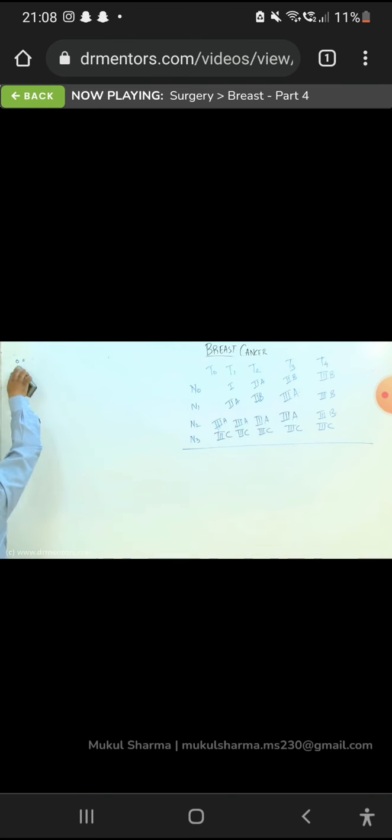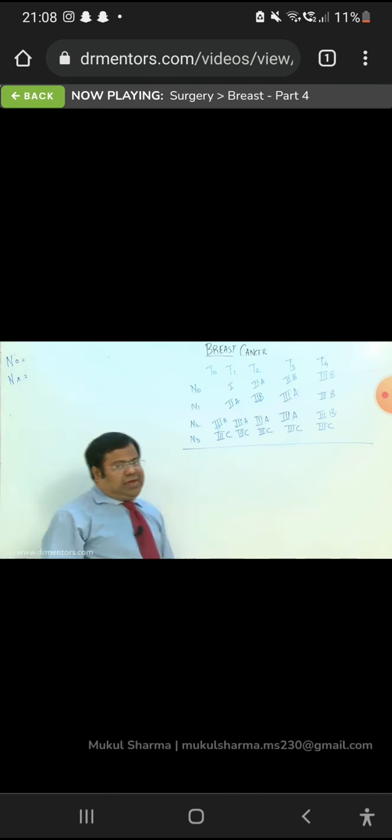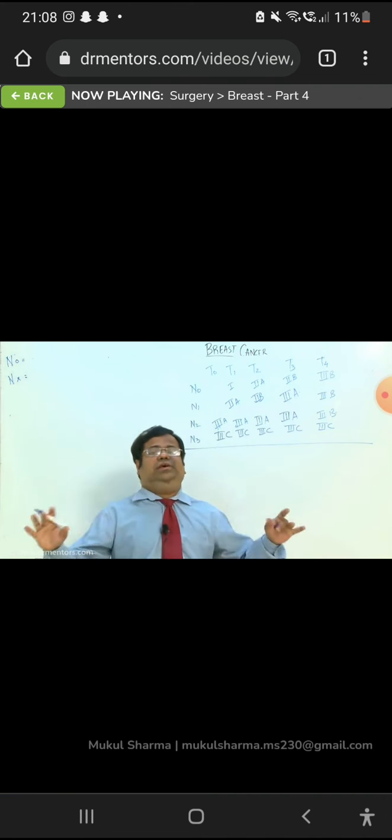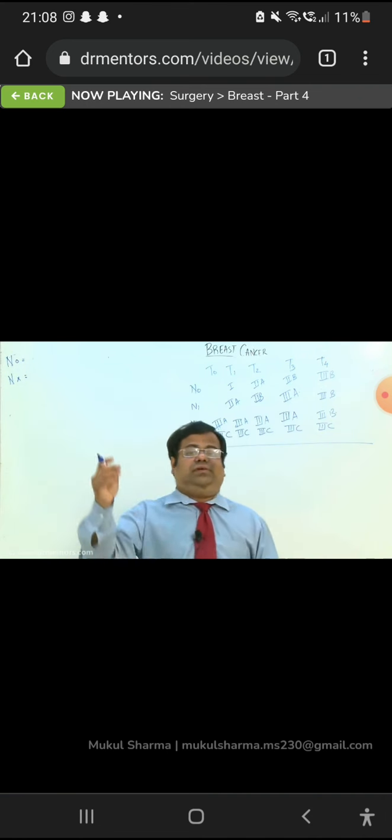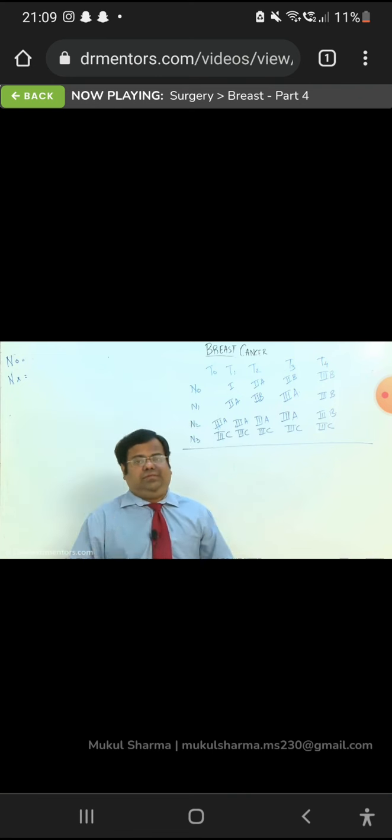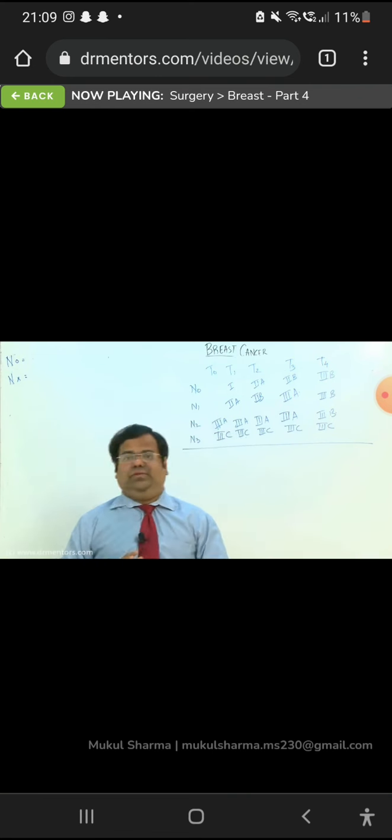Now let us go to the N classification, that is the lymph nodal classification. Just as we have N0 and a T0 and Tx, we have N0 and Nx. So what is N0? Clinically, there is no palpable lymph node, or clinically we cannot say that any lymph node is involved. So you palpate the axilla, axilla is free, nothing else is palpable. That is N0 lymph node.